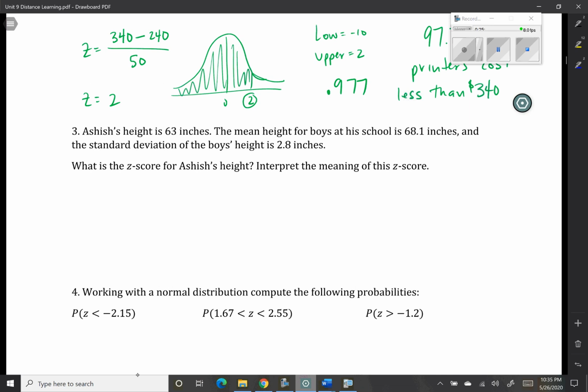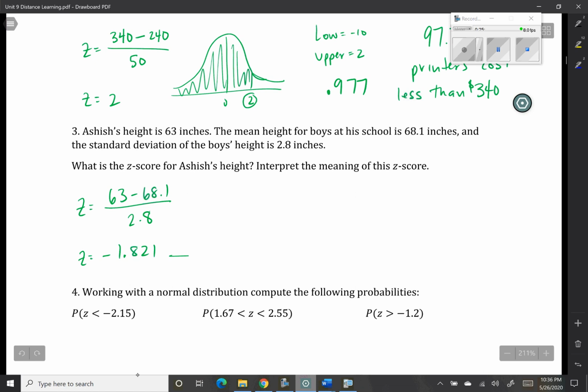So that data piece is given. What's the z-score for Ashish's height? So we can say the z-score is, well, what's his height? 63, minus the average height at his school, 68.1, divided by the standard deviation of heights of boys at his school. Do some quick math here, and you get a z-score of negative 1.821. 3 decimal places is usually good enough.